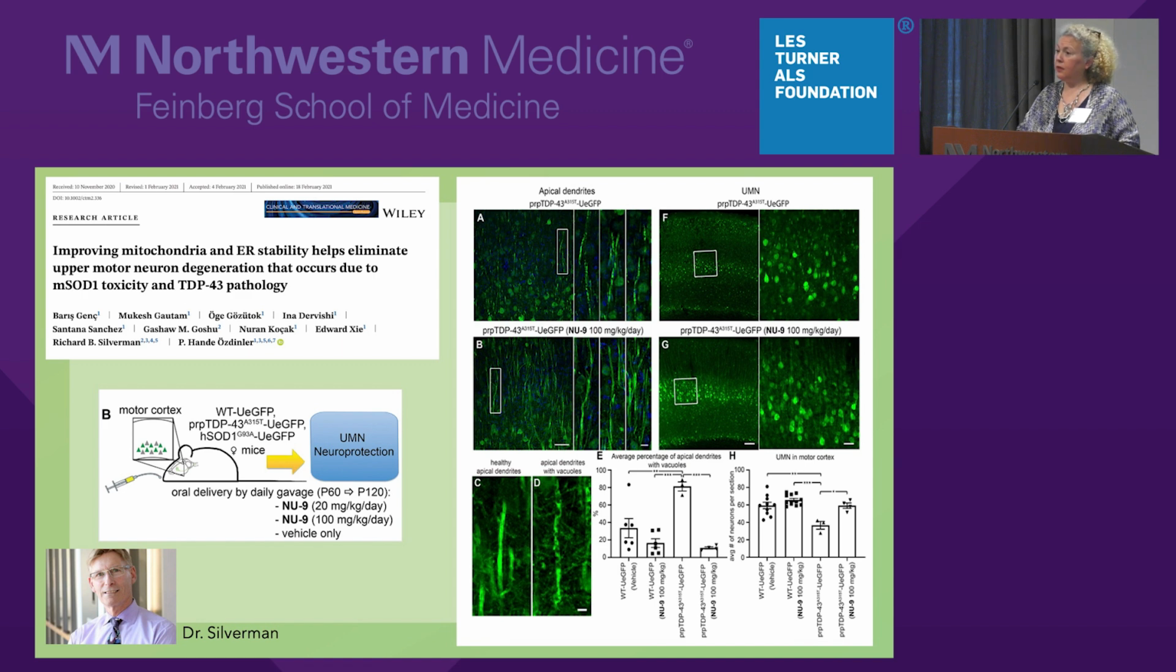And yes, it did. So after 60 days of treatment, the corticospinal motor neurons that degenerate due to TDP pathology were actually retained in the motor cortex, and we did not observe the ongoing cellular degeneration. And also the apical dendrites that become vacuolated and fall apart, that also stopped. So this was a remarkable finding, because now for the first time a compound was able to help the diseased upper motor neurons regain their health.